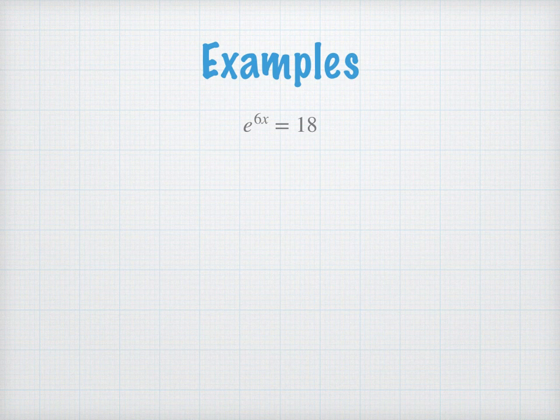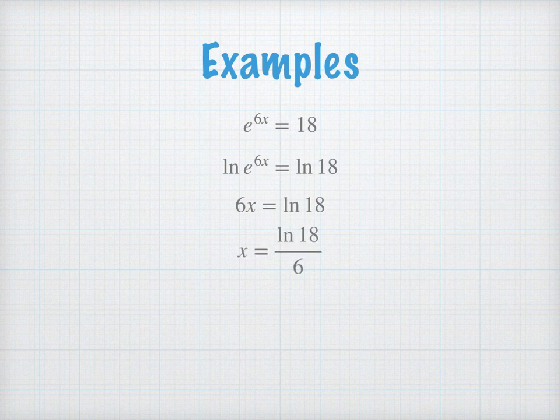Let's look at our next example. In our next example, we see e raised to the 6x equals 18. Right away, we see we can't simplify either side at all. So let's go ahead and take logs. We're going to use the natural log here because we have an e. So the natural log of e raised to the 6x equals natural log of 18. That's just 6x equals the natural log of 18. So divide both sides by 6, and we have x equals the natural log of 18, all divided by 6.